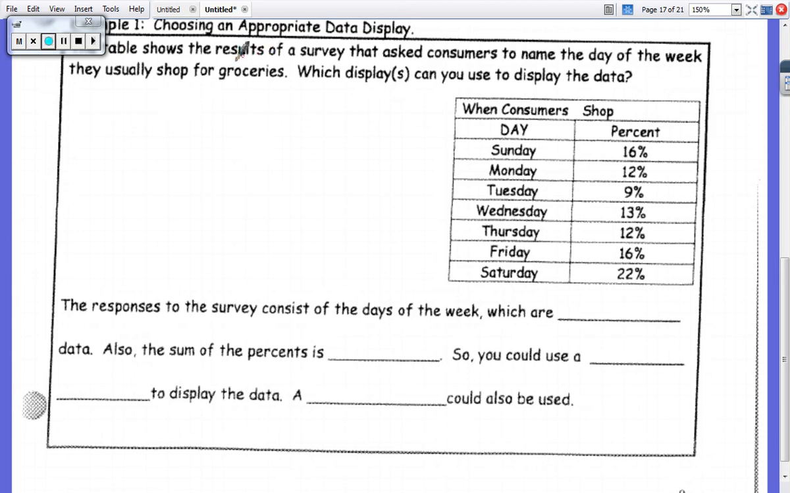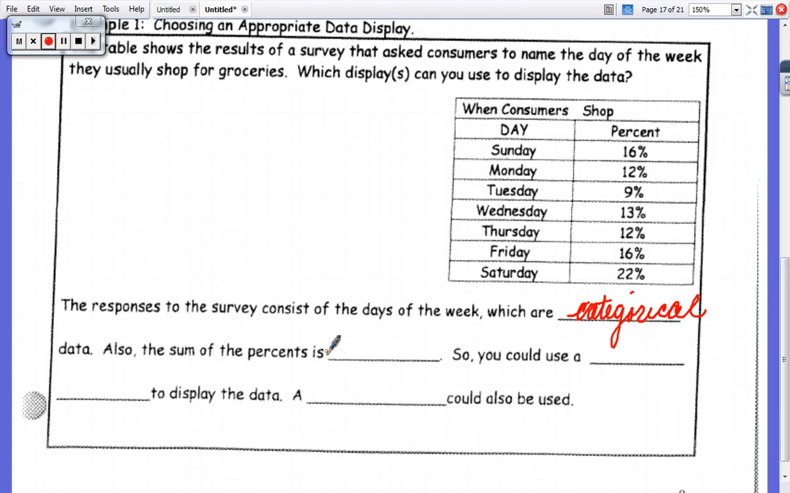Okay, the table shows the results of a survey that asked consumers to name the day of the week they usually shop for groceries. Which displays can you use to display the data? Okay, anytime you have a percentage, you usually will use a circle graph. So, the responses to the survey consist of the days of the week, which are categorical data, because there's really not any numbers.